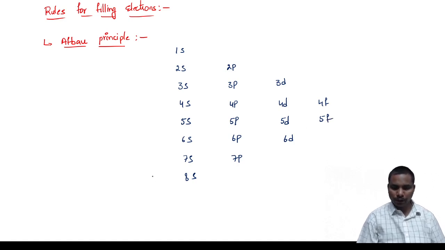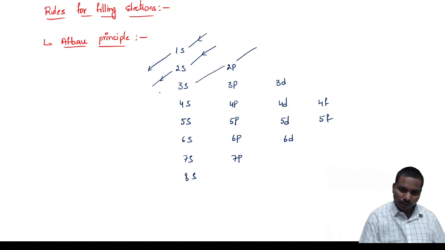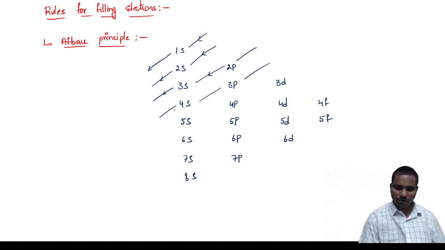How are the electrons going to be filled? First of all, they enter into 1s. After 1s, they enter into 2s. After 2s, they enter into 2p. After 2p, it will be 3s, and then 3p, 4s. After 4s, it enters 3d, and then 4p, and then 5s.